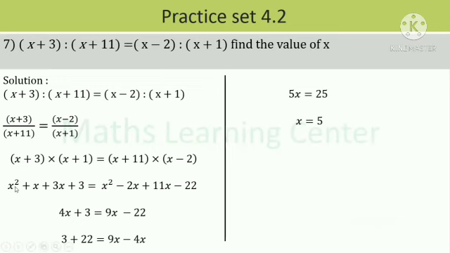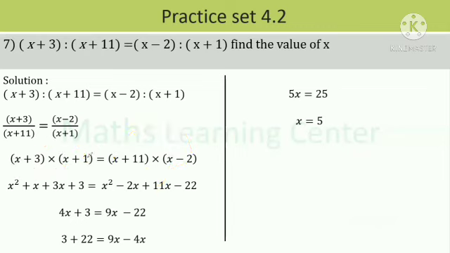x into x, x square, x into 1, that is 1x, means only x we can write. Then 3 into x, that is 3x, and 3 into 1, that is 3. I am repeating, x into x, x square, x into 1, that is x, then 3 into x, that is 3x, and 3 into 1, that is 3. Similarly, x into x, x square, x into minus 2, that is minus 2x, then 11 into x, 11x, and 11 into minus 2, that is minus 22.